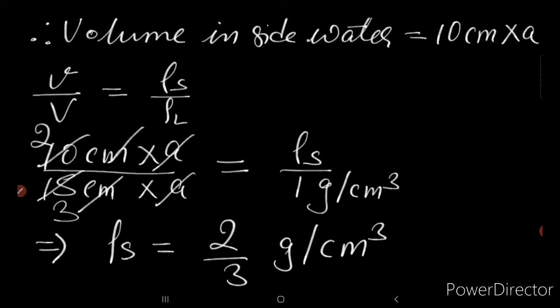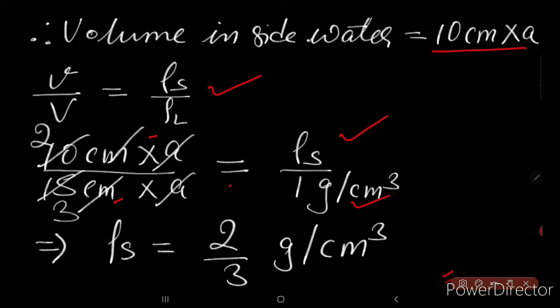Now therefore the volume inside water, here again I have written the same line, 10 centimeter multiplied by A, because this particular logo was blocking the view, right. So I can use the formula here, small v upon capital V equals rho s upon rho L, right. Then replacing the values of small v, which is 10 centimeter into A, and the capital V was 15 centimeter into A, equals the density of the wood, which I need to calculate, divided by the density of water, which is 1 gram per centimeter cube.